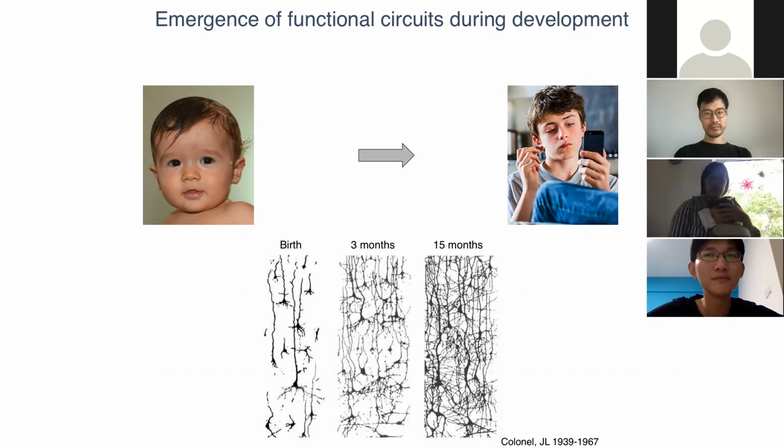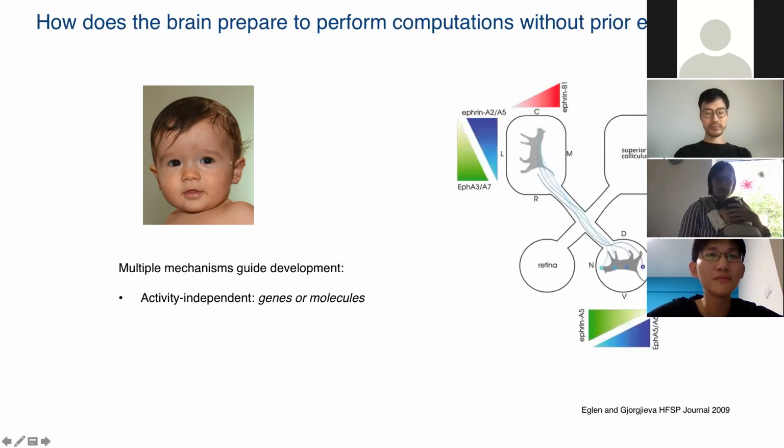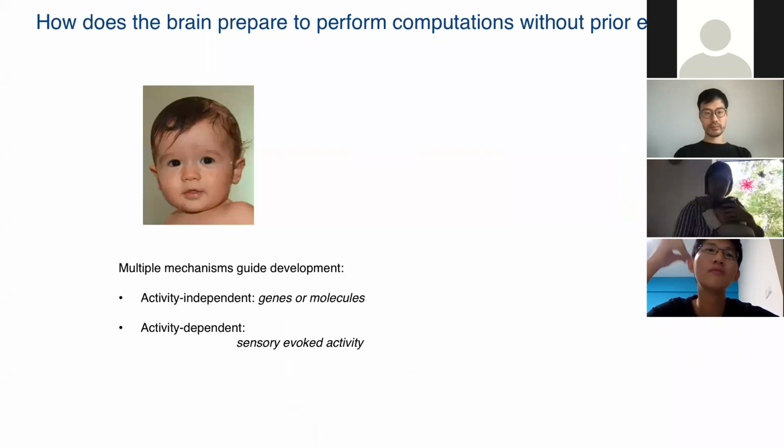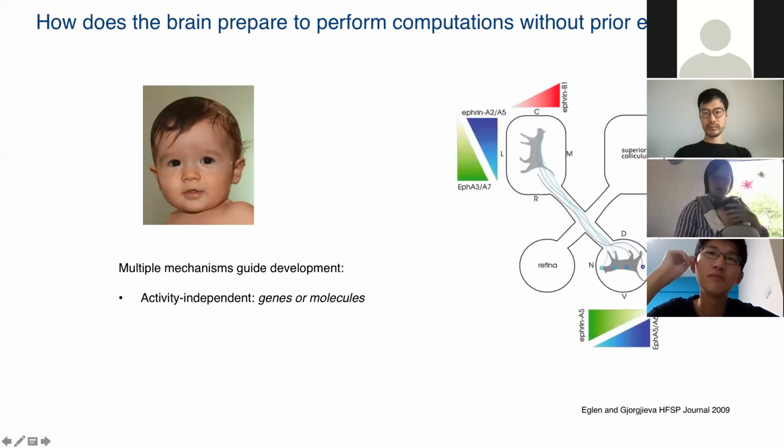Broadly speaking, we can divide them into two classes. So one class of mechanisms that I like to call activity independent. So these are ones that depend on interactions between sets of genes and molecules. And of course, the ones that I'm very interested in studying, so I just want to show you the schematic that kind of explains what I mean by these activity independent mechanisms.